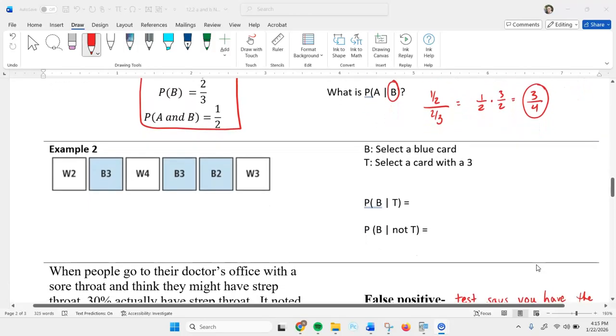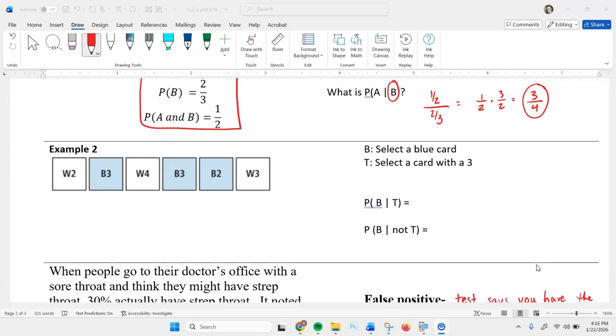All right, so let's look at one more problem like this, and then we're going to talk about false positives and false negatives. In this scenario, we have these 6 cards. Some of them are white cards, some of them are blue cards. The cards are numbered 2, 3, or 4, and you see some of them are 2s and 3s and 4s. We want to find this first one.